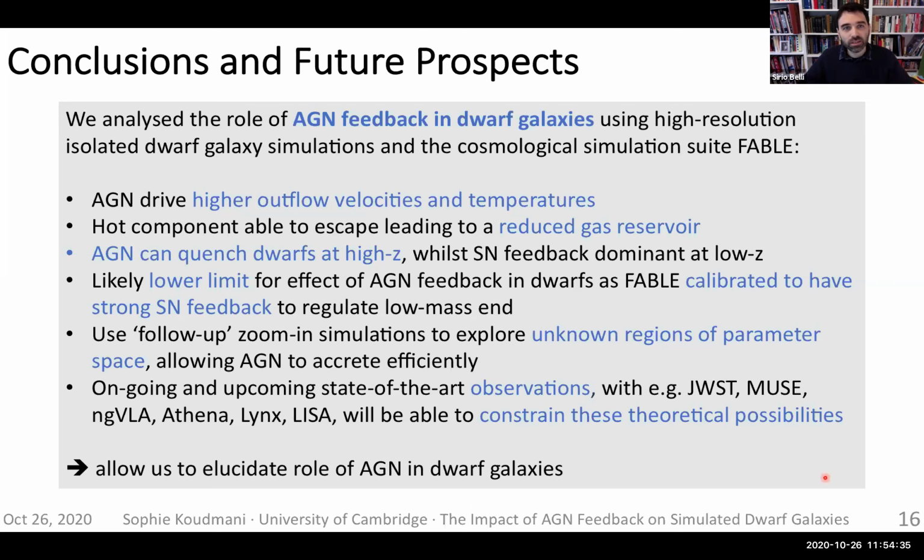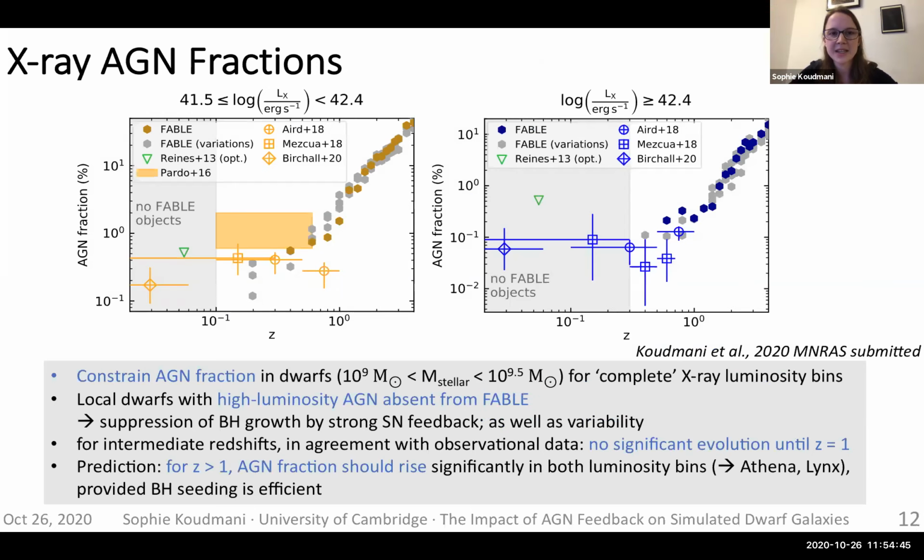Yeah, I definitely agree. This degeneracy has to be broken with data. Like I said, there's already some data that constrains this, like these X-ray AGN fractions, where, for example, FABLE is not able to reproduce these highly accreting AGN. So this could be one condition, that the supernova feedback can't be so strong that the AGN are not able to reach these high accretion rates, or at least some of them need to be able to reach it.